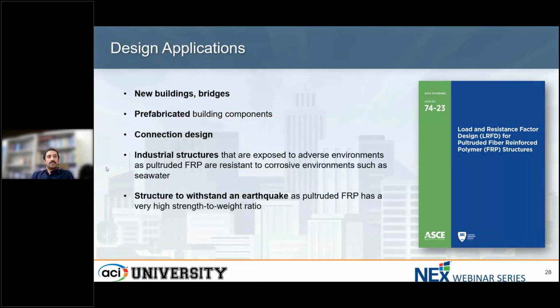About the design application goal of ASCE 74, pultruded FRP finds application in new buildings, prefabricated components, and structures exposed to harsh environments, such as industrial facilities and bridges. It's particularly beneficial in seismic zones thanks to its high strength-to-weight ratio, and in corrosive environments, where it significantly outperforms conventional materials like steel.